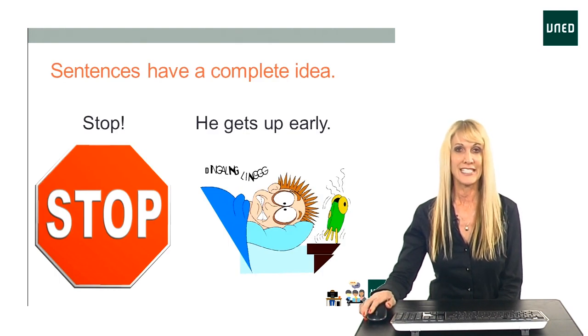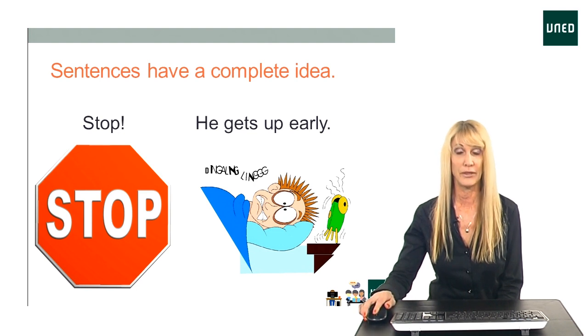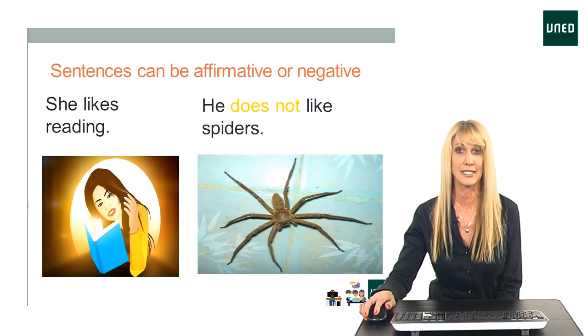The basic idea with sentences is that they have a complete idea. Sometimes sentences are very short. This one has just one word, stop. Yet, it's a sentence. It's a complete idea. You can understand it very easily. He gets up early. This is also a sentence. It has a complete idea. You can understand it just by reading that sentence.